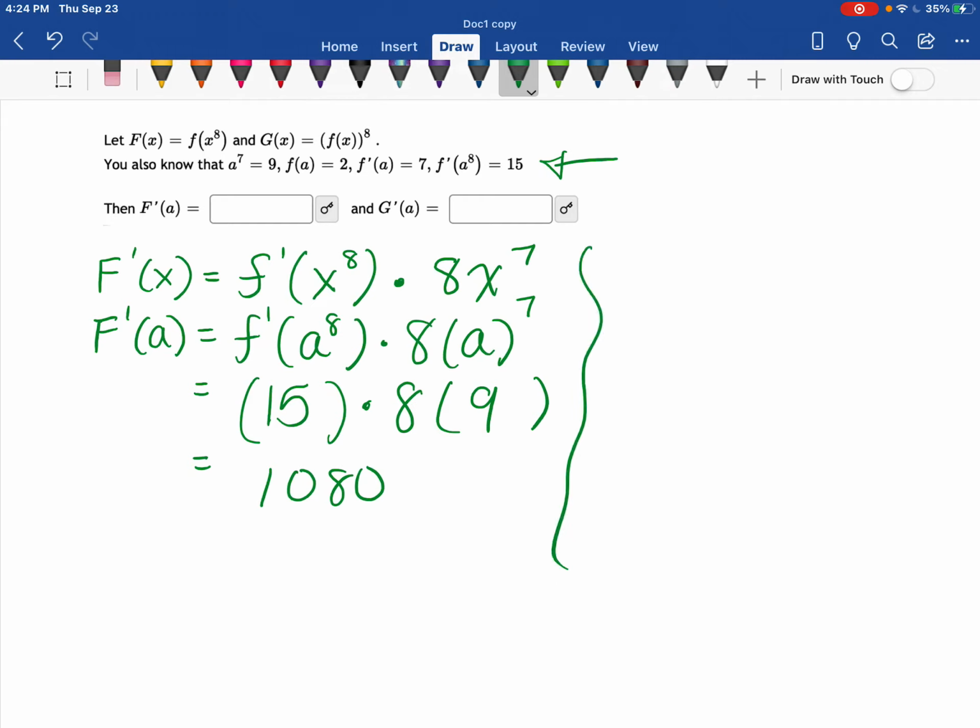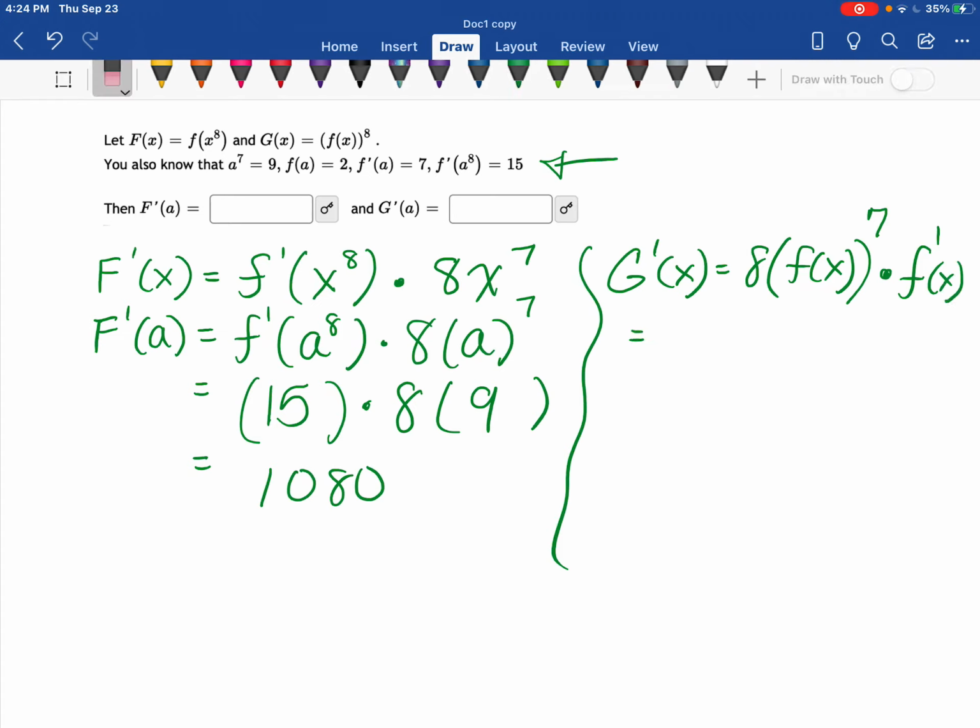Now we're going to do the same thing with capital G. I want to find the derivative of capital G. Capital G is defined as some function f of x plugged in to x to the 8th. So we have a composition function. We're going to use the power rule here. I'm going to take the 8 down in front. I still have that inner function left in there. And then I'm going to drop this down by 1. And then I'm going to multiply by the derivative of that inner function, which is f prime of x.